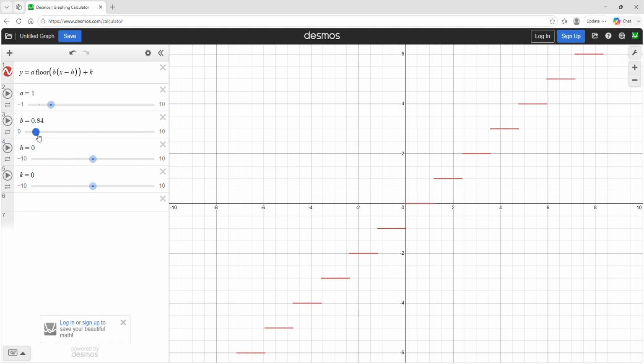But if we make it bigger than 1, let's see what happens there. Now we're having a horizontal compression. It's shrinking it down, making these steps really small. This time it's jumping every 1/3 of the time, so it's jumping a lot quicker.